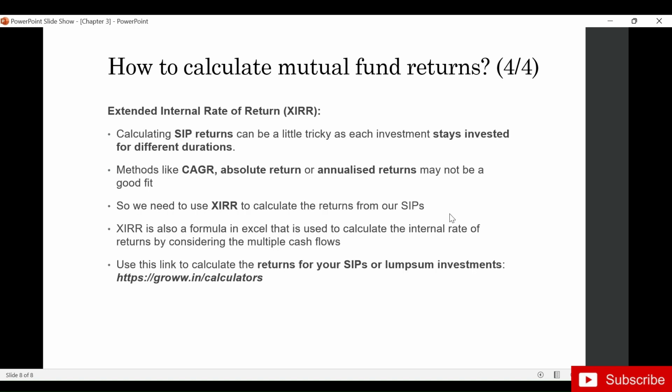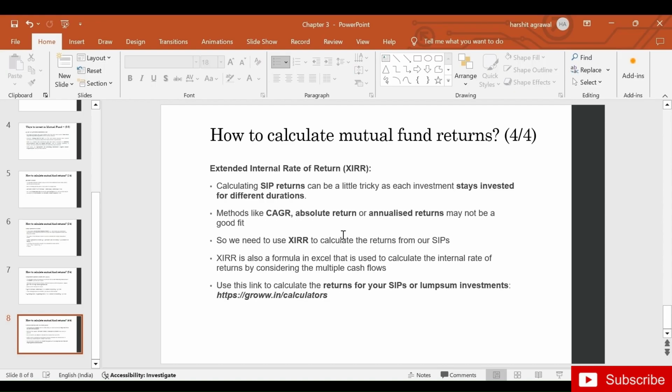And finally, we come to XIRR, which is the extended internal rate of return, which is used for calculating the SIP returns. Calculating the SIP returns can be a bit difficult because each investment is for different durations. So methods like CAGR, absolute return, and annualized returns may not be a good fit. Hence, we need to use extended rate of return for calculating the SIP returns.